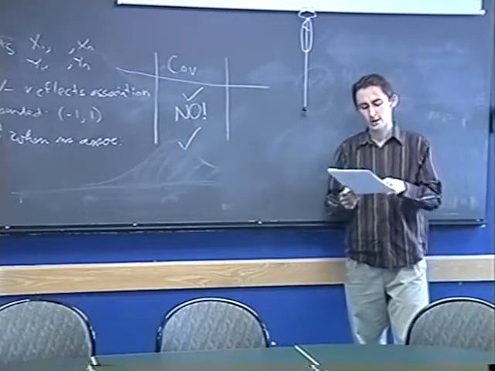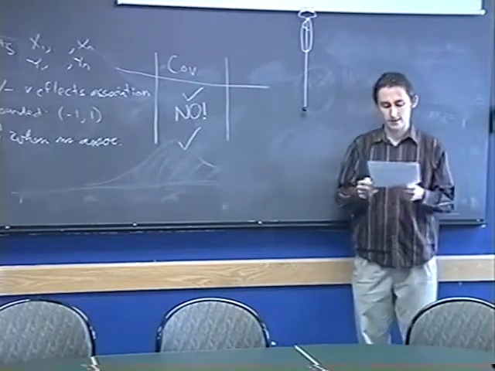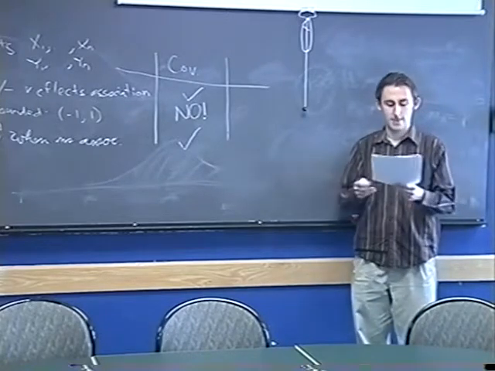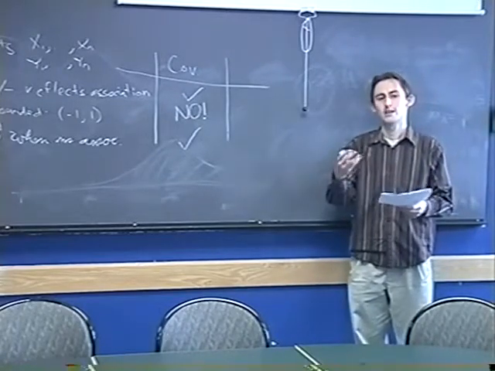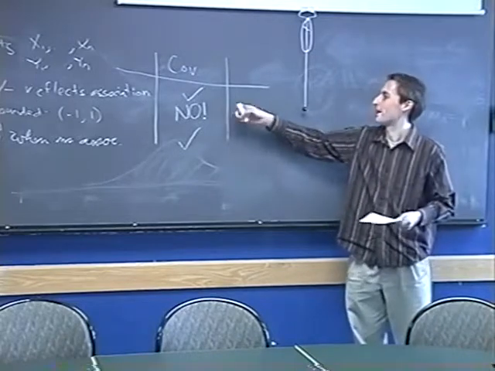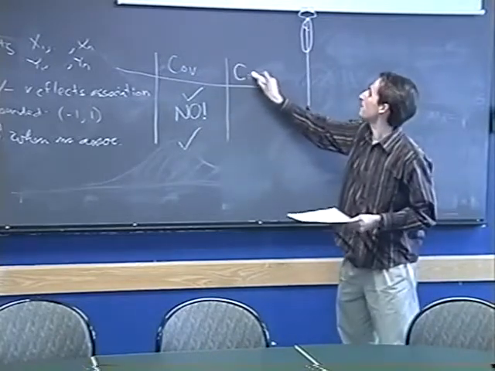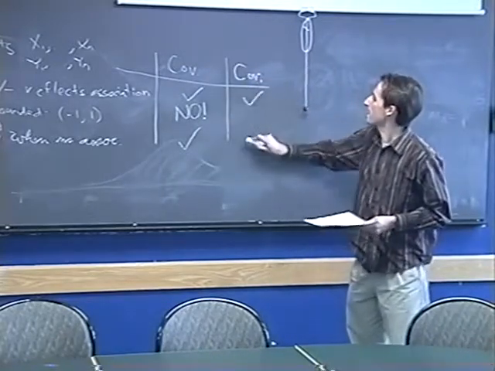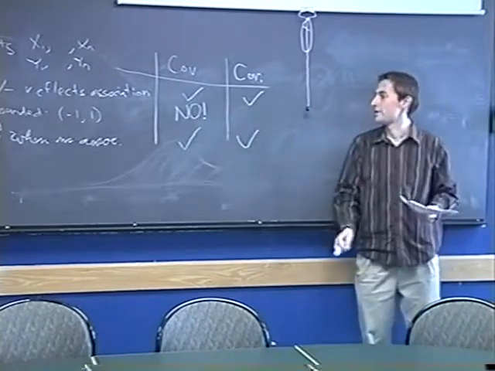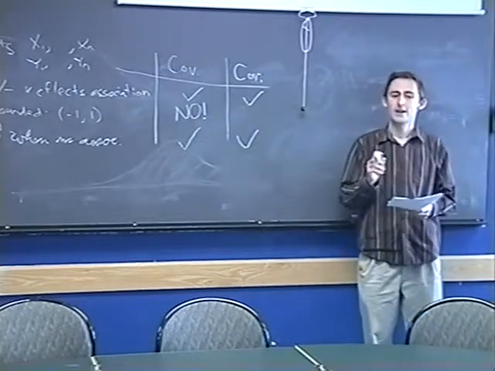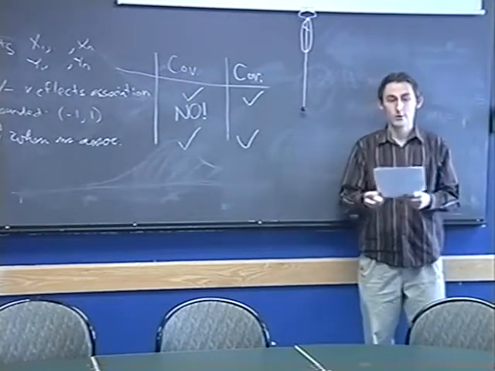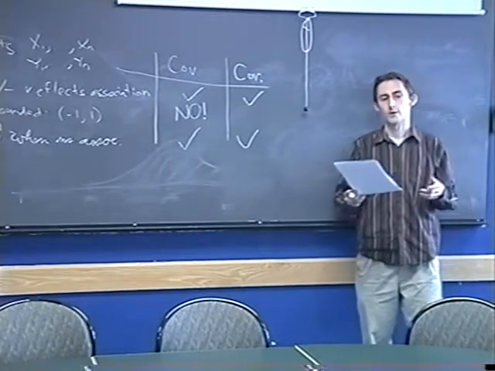And additionally, because all we did was divide it by something, it maintained the same properties of covariance in terms of plus or minus reflecting association, and 0 reflecting no association. But now, because we've divided it by these standard deviations, we've bounded it to -1 and 1.